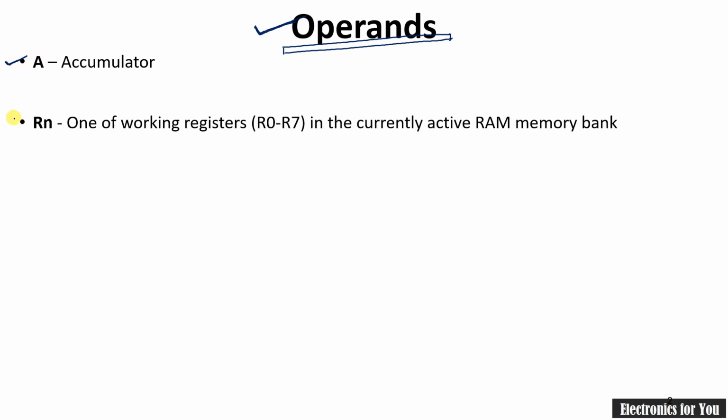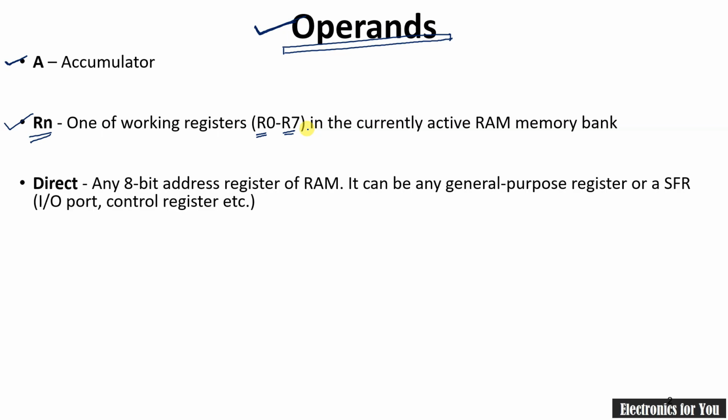Other registers which are used as operands are Rn in our instruction, and these Rn are the general purpose registers used in a register bank. We can select only one register bank at a time, and these registers start from R0 and end at R7. So R0, R1, R2, R3, R4, R5, R6, R7, all these are the registers used as operands.